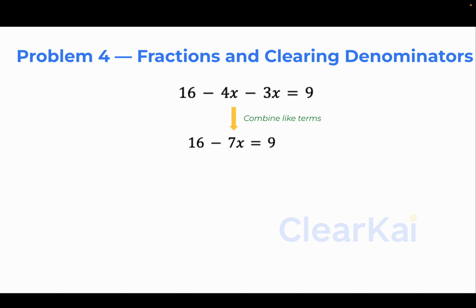Next, let's isolate the x term. Subtract 16 from both sides. That gives us negative 7x equals negative 7. Finally, divide both sides by negative 7. So our answer is x equals 1. And that's it. When you clear the fractions earlier, the rest of the equation becomes simple and familiar.